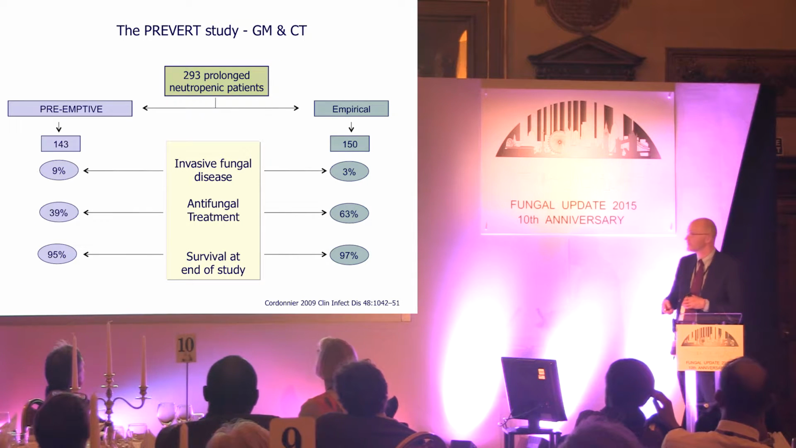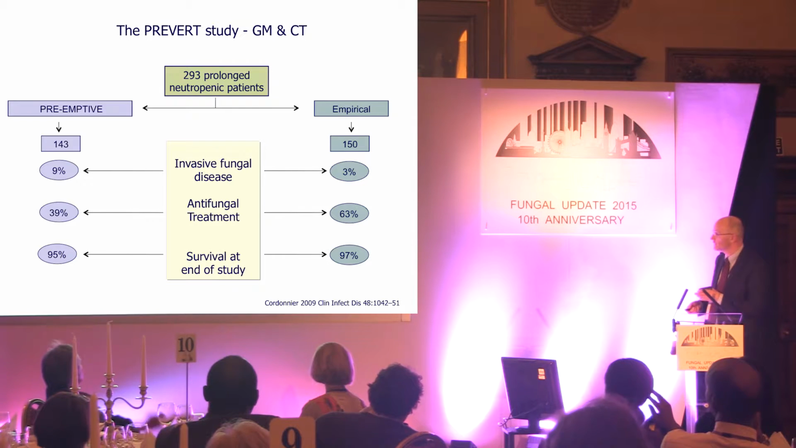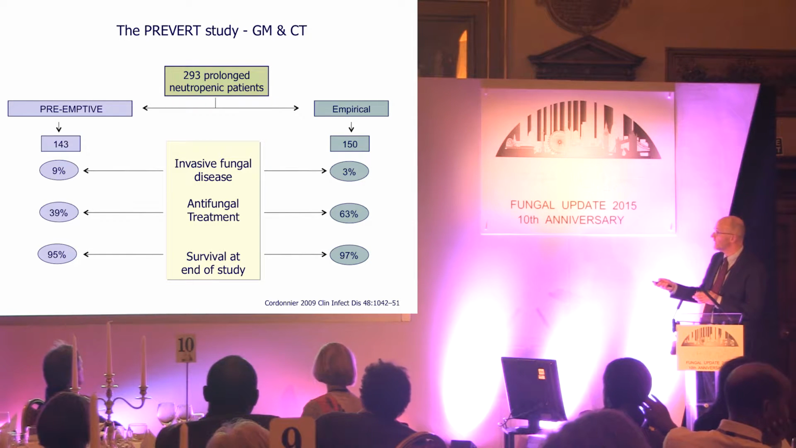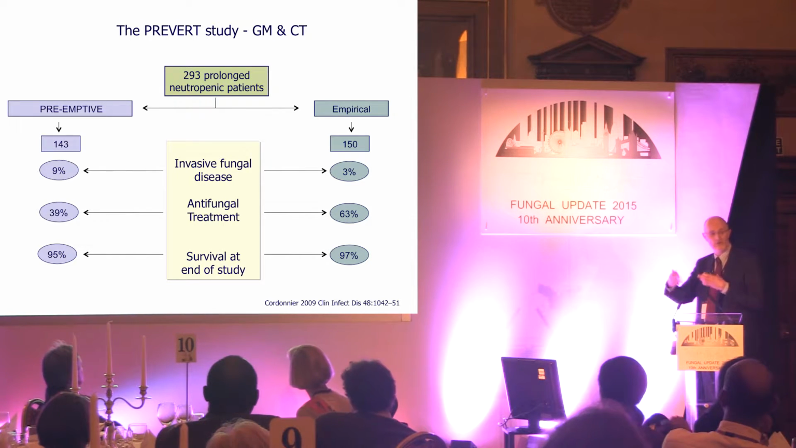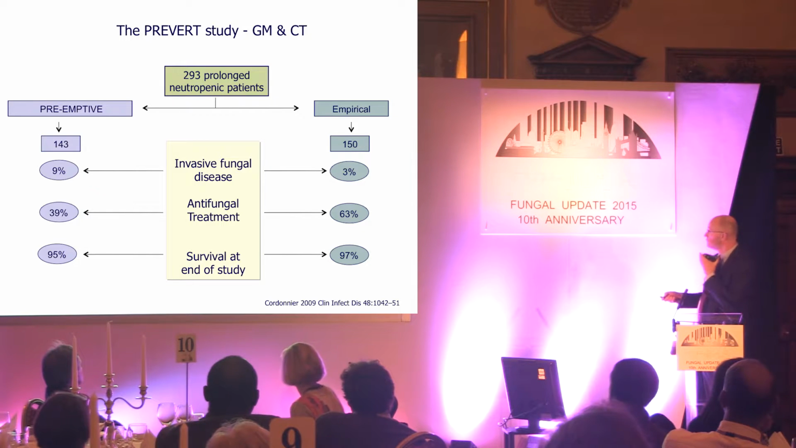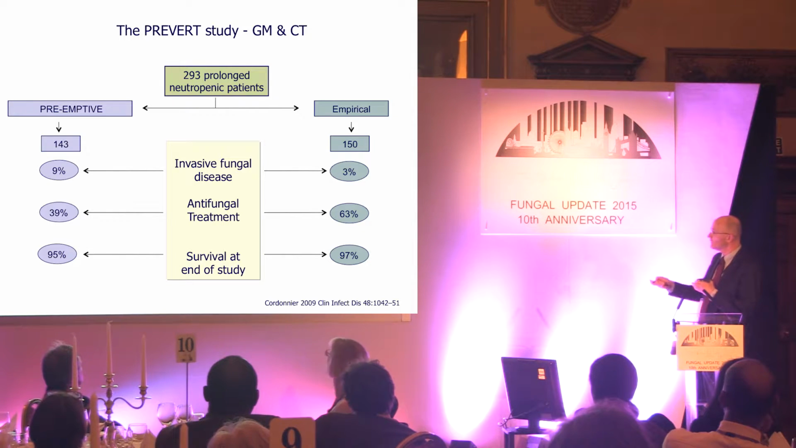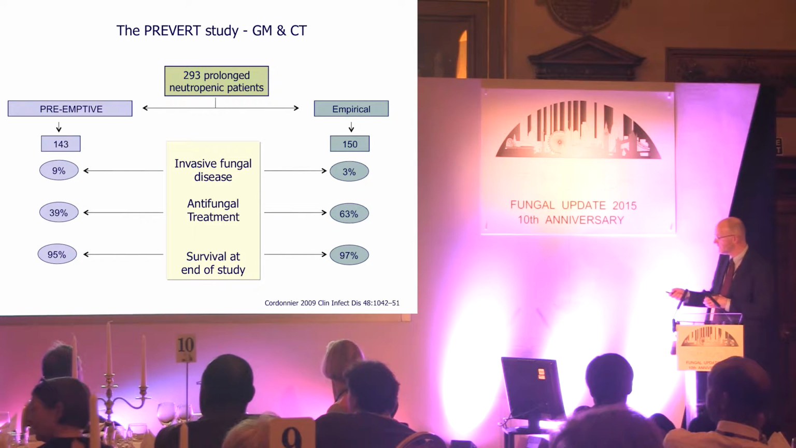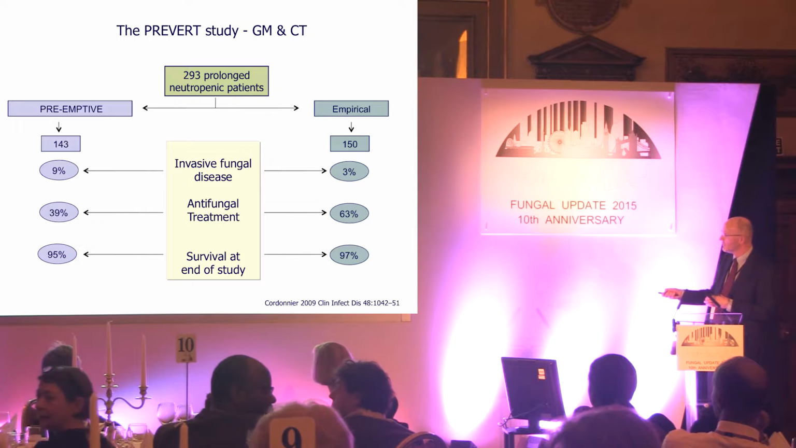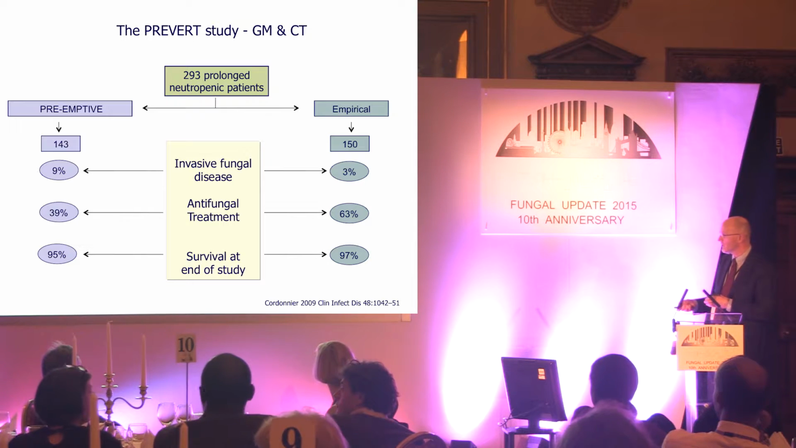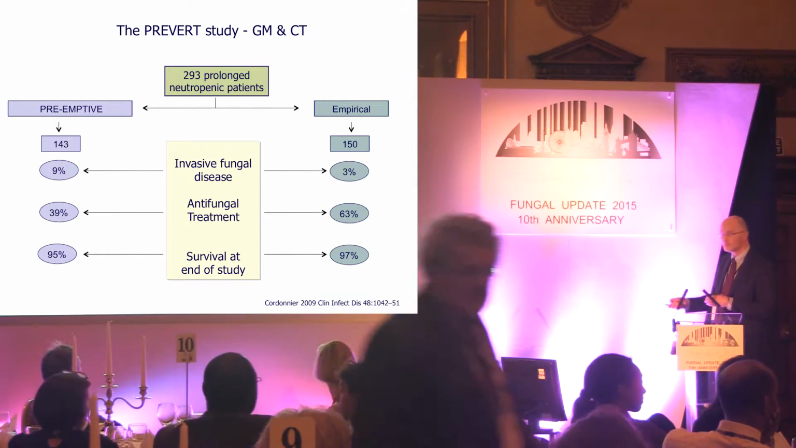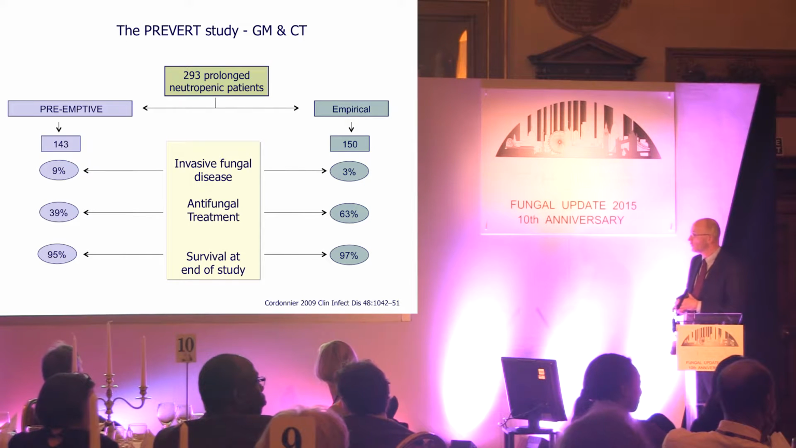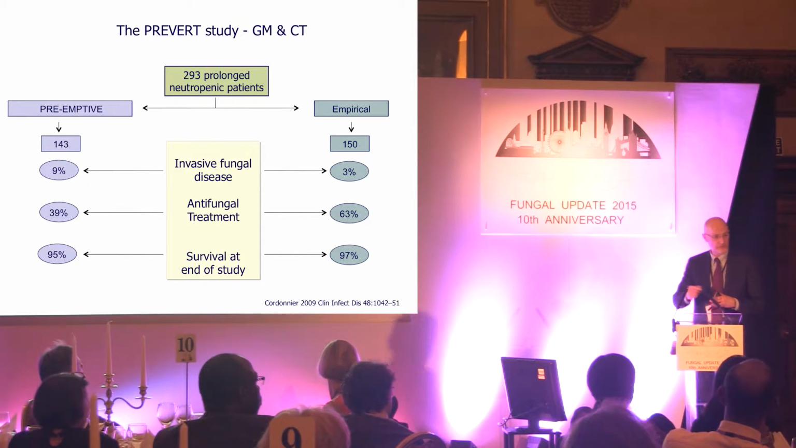Catherine Cordonnier's PREVERT study. This was a two-arm study, preemptive using galactomannan, radiology, and other clinical signs, versus empirical therapy. And you can see the rate of invasive fungal disease. You can see a significant reduction in antifungal treatment in favor of the preemptive arm. And again, survival at the end of the study was pretty much equivalent.